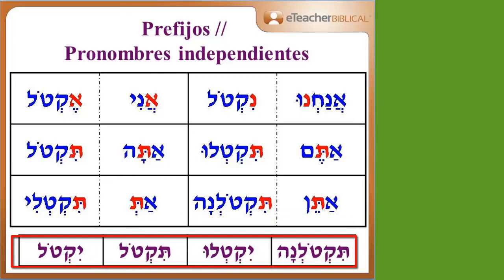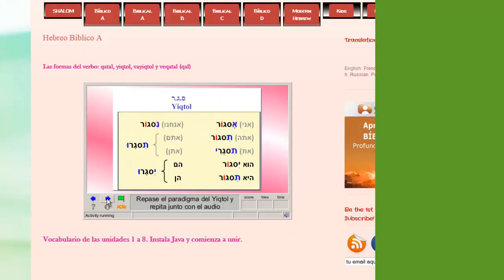So what happened with the bottom line? Well, we already said that, but in the bottom line, you see that there is no connection between the prefix and the pronoun. The first one, yiqtol, the pronoun is hu. So there is no connection between hu and the yod. Second one, tiktol, is from hi tiktol. Then hem yiqtelu, and hen tiktolna. So this is the chart you should study.